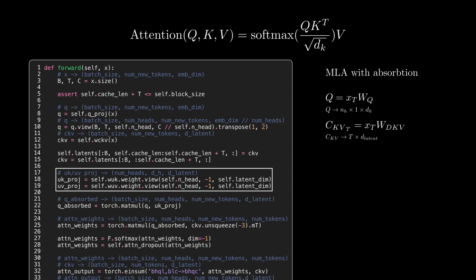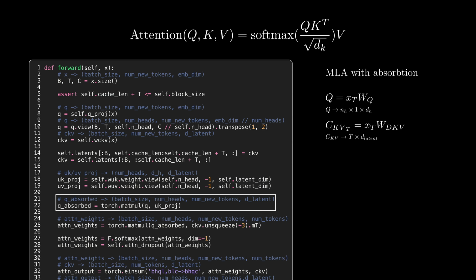Now comes the important reshaping step. The up projection matrices originally have shape D latent cross number of heads times DH, but we reshape them into number of heads cross head dimension cross D latent. That way every attention head gets its own projection slice. Now instead of reconstructing keys explicitly, we perform the absorption trick. The absorb term is WQ WUK transpose.